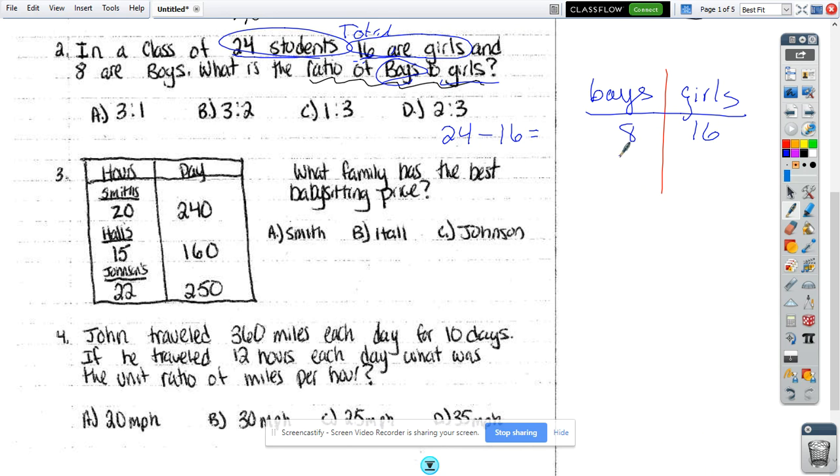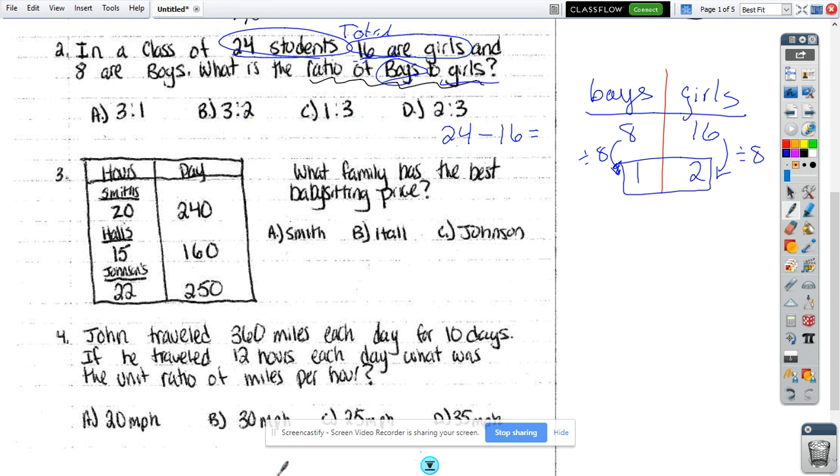And so in this case, we're going to go ahead and simplify. 8 goes into 16 2 times, so I'm just going to divide by 8. 16 divided by 8 is 2. 8 divided by 8 is going to be 1. My ratio is 1 to 2, which you'll notice the answer is not over here.